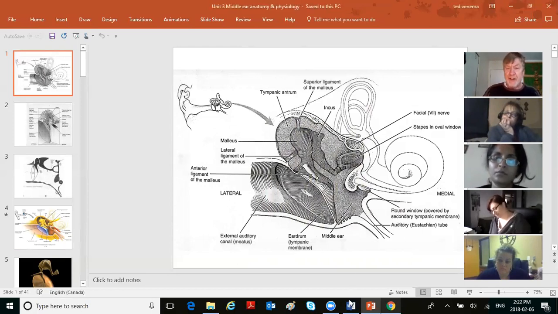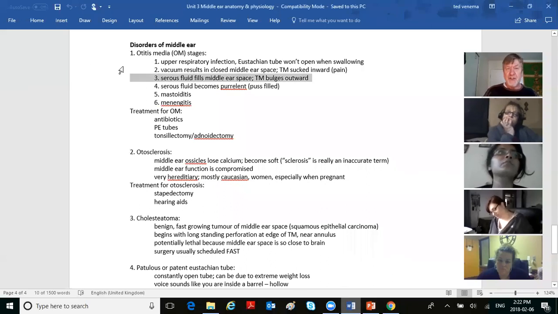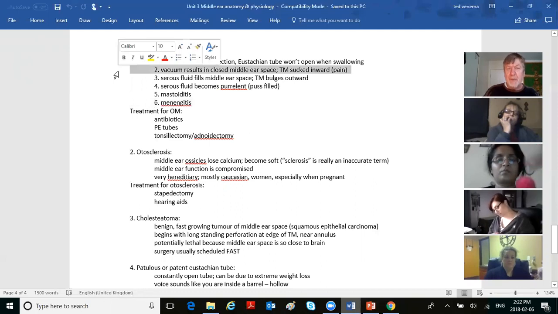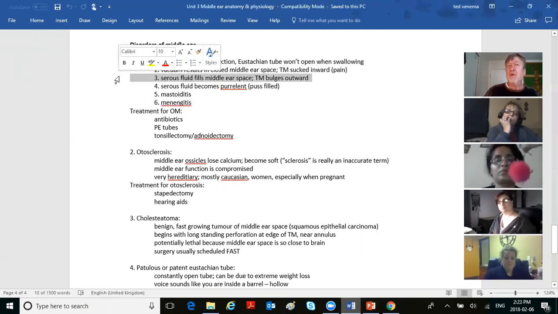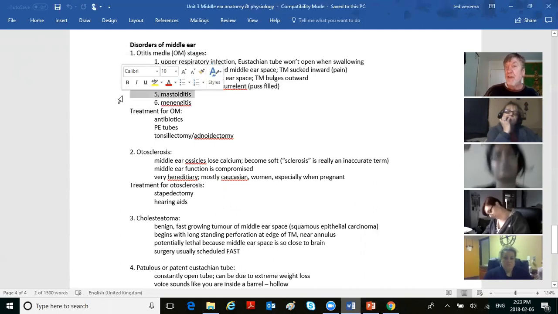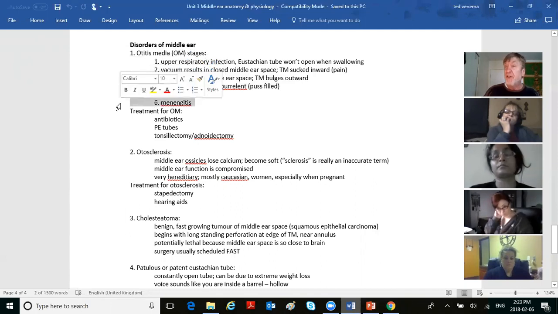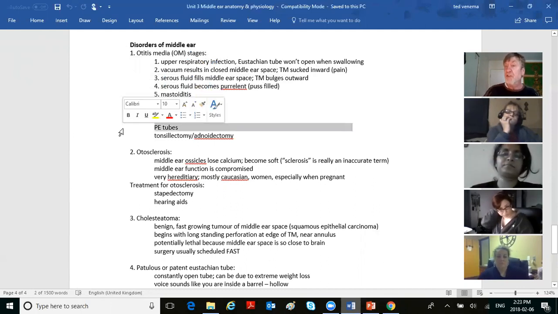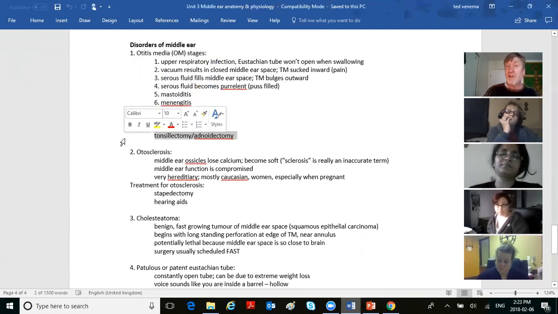And that's why I said in the notes, you had these stages. Look at this, 1 through 6. Okay? So read the stages. Sore throat, vacuum in middle ear space, uninfected serous fluid. Serous fluid turns into pus. That can turn into mastoiditis if not treated, and can result in meningitis if not treated. Treatment for otitis media: antibiotics, pressure equalizing tubes, tonsillectomy.